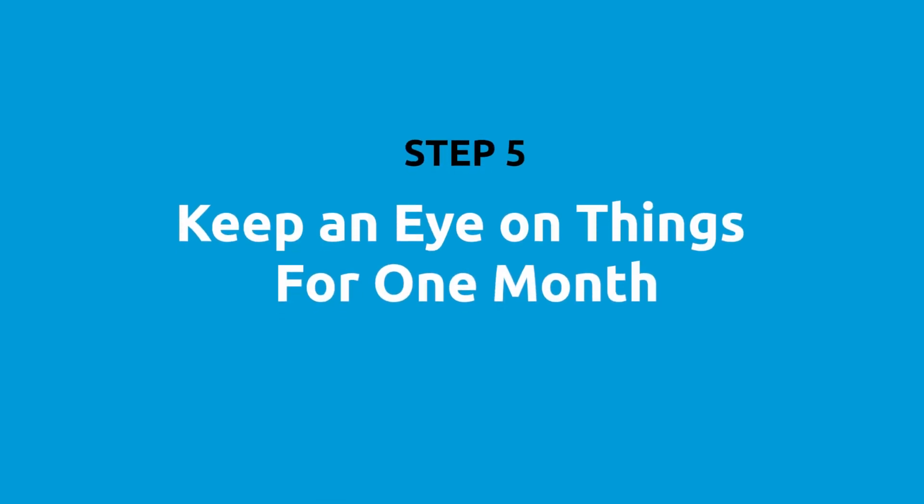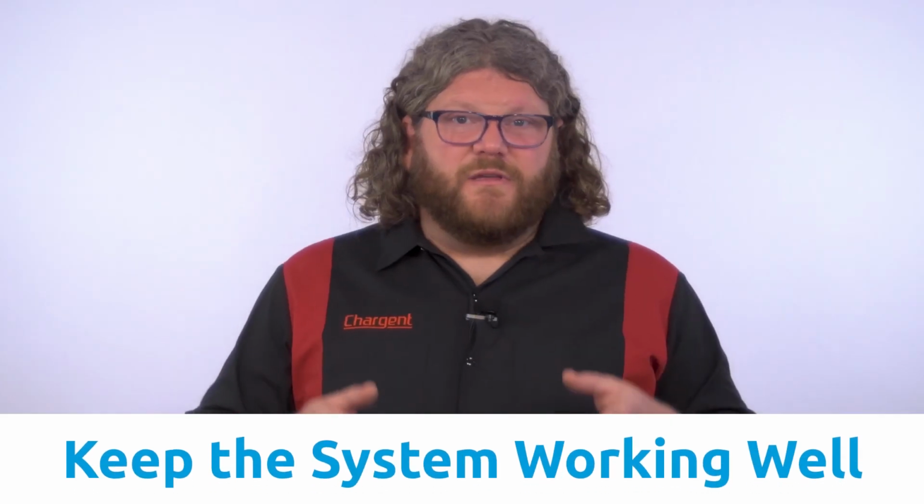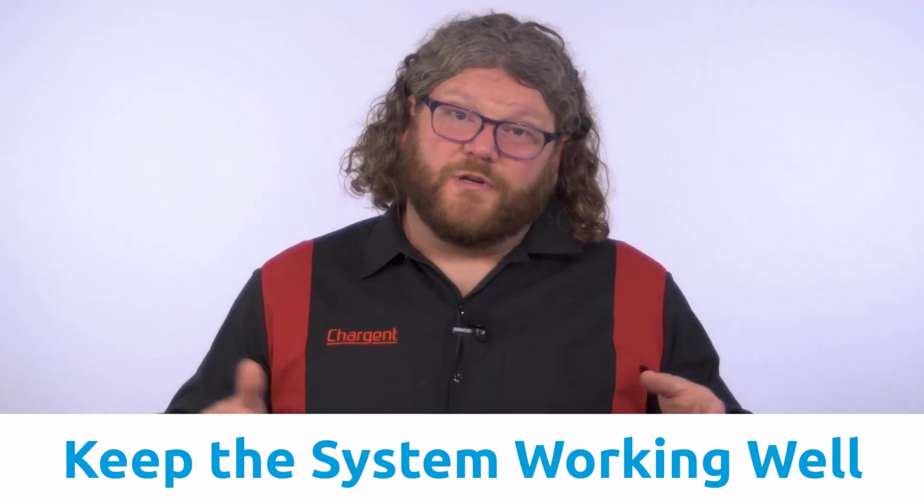Step number 5, keep a very close eye on things for the first month. You want to make sure that everything's running well. Double check that nothing's gotten gummed up in the works and address whatever issues may come up. You usually won't see any problems, but this is your accounting data we're talking about here, and it is the lifeblood of your organization. So be sure to keep a close eye on it. If it's going to be accurate, you need to make sure that the system is working well.